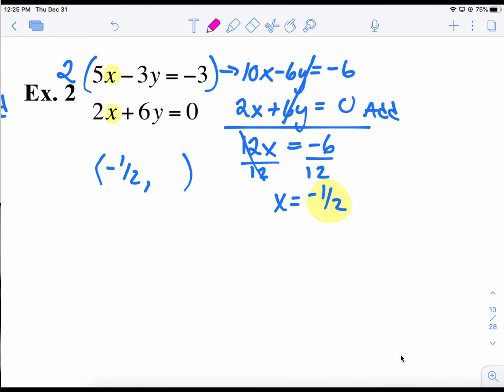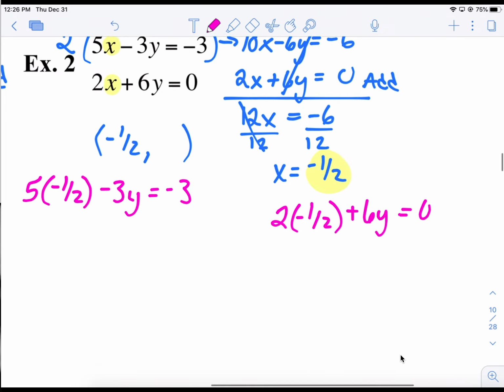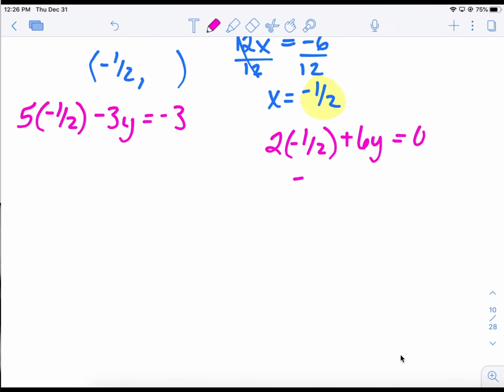My suggestion would be you listen while I'm going over it, and then you copy at the end by pausing, okay? All right, so first problem we would write out 5 times a negative 1/2 minus 3y equals a negative 3. Other option would be 2 times a negative 1/2 plus 6y equals 0, okay? Let's do the easier one first. 2 times a negative 1/2 is easily negative 1.